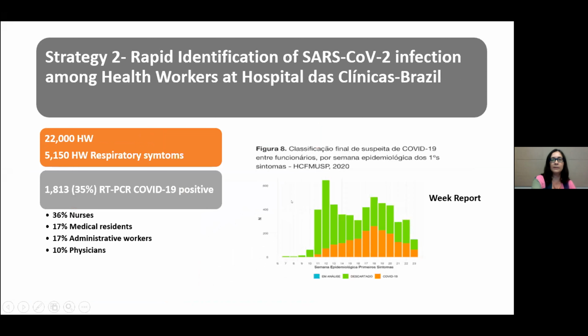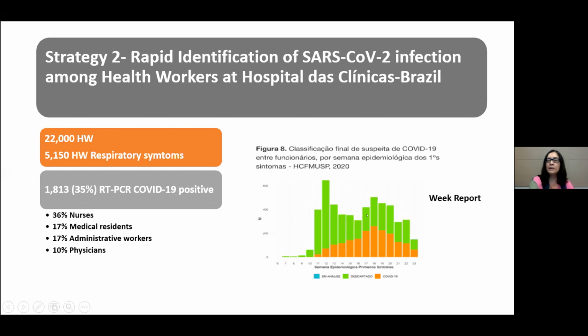I present here the numbers regarding the health workers. The total number at our hospital is 2002 health workers, and up to now more than 5,000 have presented respiratory symptoms. Among them, 35% had a real-time PCR positive for COVID-19, and in contrast to India, most of them are nurses, 36%, followed by 17% of medical residents. It was very surprising that 70% of administrative workers were positive, showing probably that they acquired the virus at community level. And only 10% of physicians until now were positive.